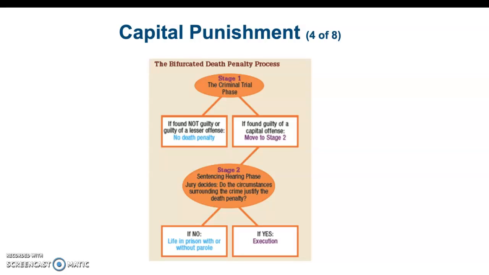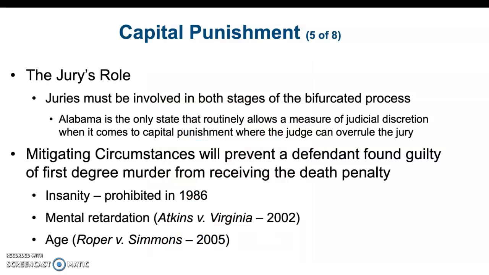And this is just a schematic showing how that two-phase bifurcated system works. It goes to the jury, they make the finding, and then back to the jury, and if they vote yes, then it's execution time. Juries must be involved in both stages of the bifurcation process. Alabama is one of the only states that routinely allows a measure of judicial discretion when it comes to capital punishment, where the judge can overrule the jury.